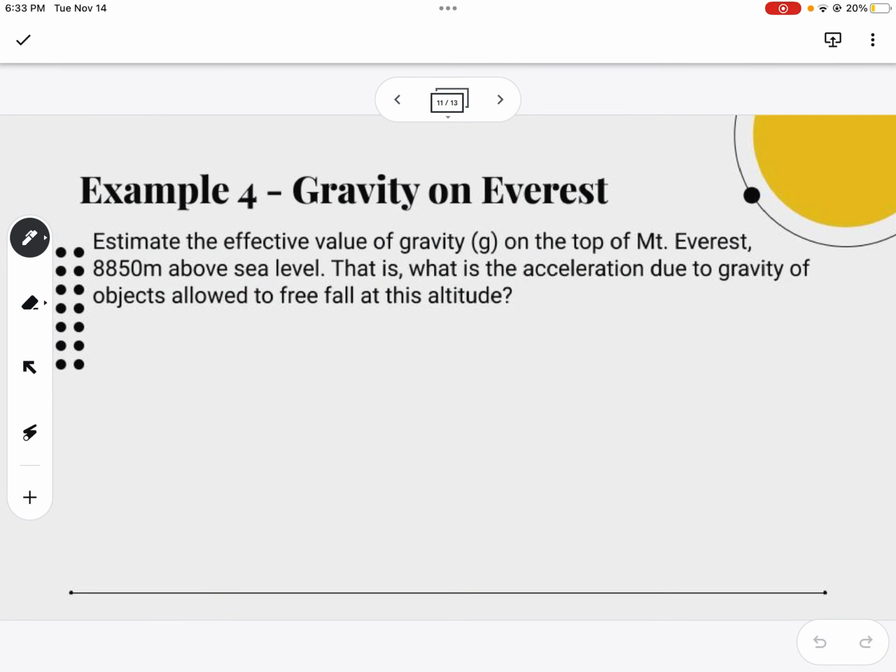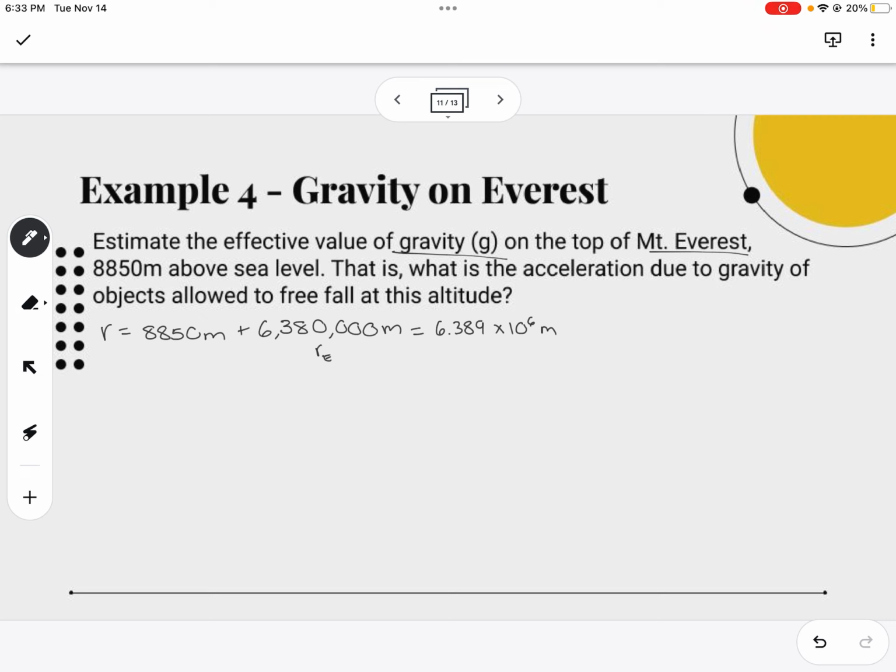So a quick example with this. Estimate the effective value of gravity g at the top of Mount Everest. Mount Everest is 8,850 meters above sea level. So your R value here will be 8,850 meters plus Earth's radius, which is a number that I will just give to you. I would not expect you to have this one memorized. Earth's radius is 6,380,000 meters. When we add these together, we'll get 6.389 times 10 to the 6 meters.